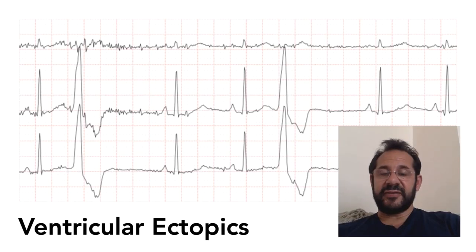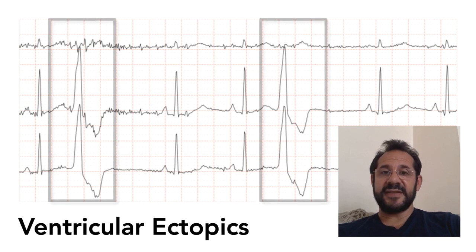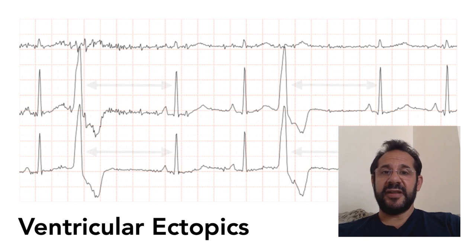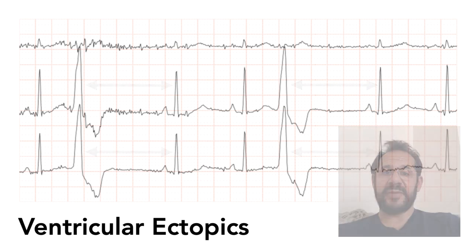Ventricular ectopics are extra beats in the bottom chamber of the heart, and these are broad, wide beats compared to normal narrow beats. When these ectopics occur, they can cause a compensatory pause as the heart resets itself with the extra beat.